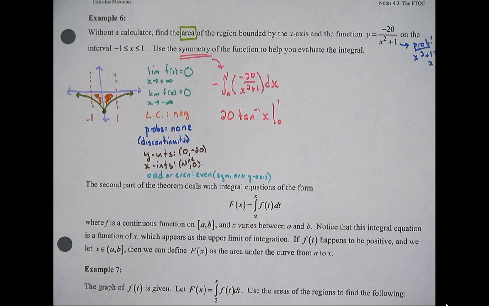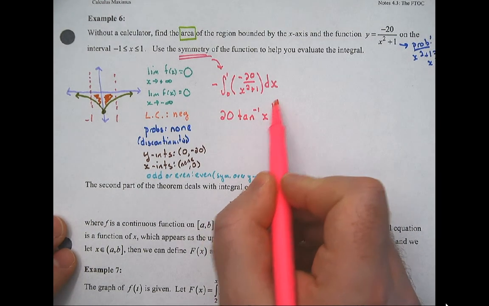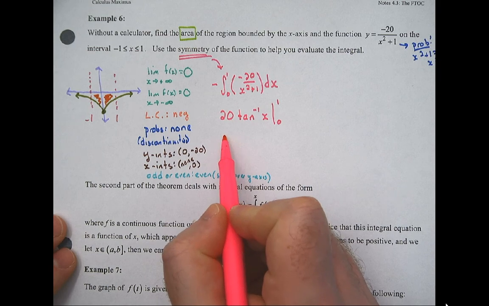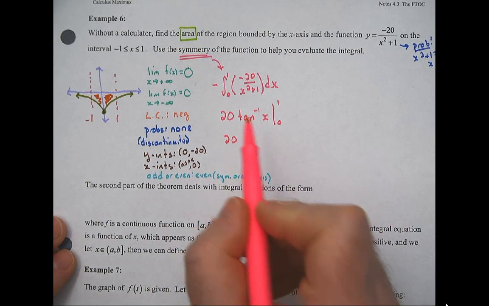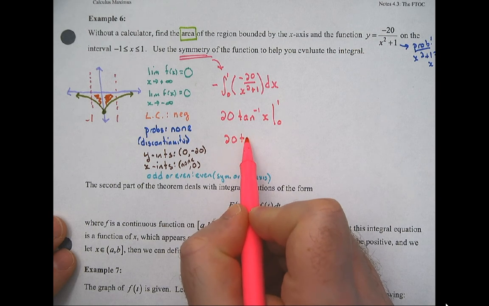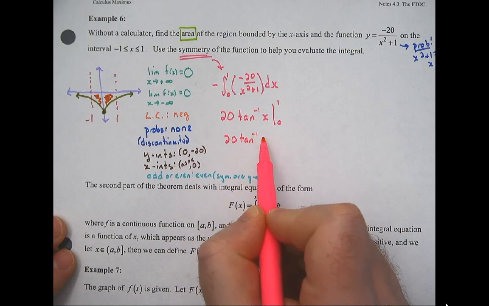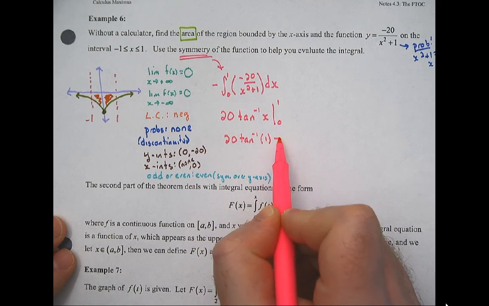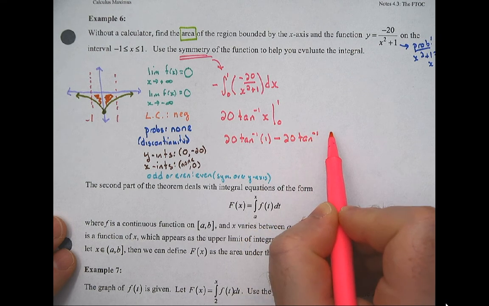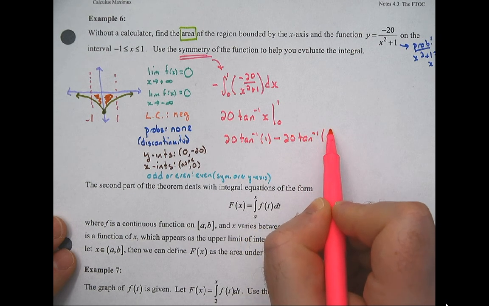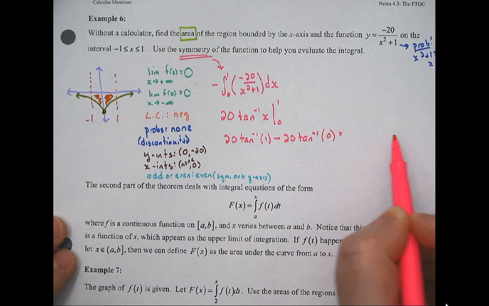Okay, so let's see if we can figure this out now. So now remember, it's plug, subtract, plug. So we've got 20. Actually, you try it. You try it. Pause. Try it. See how you did. 20, tangent inverse of 1. I'm going to use parentheses because it's kind of confusing. Minus 20, tangent inverse of 0.